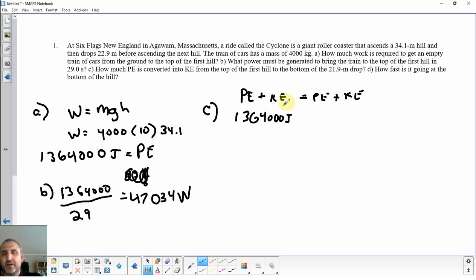But there's no kinetic energy at the top there, so it's barely moving. I mean, it's essentially negligible. And that's going to equal the PE at the second hill. Now the problem is I'm kind of being a little tricky here.